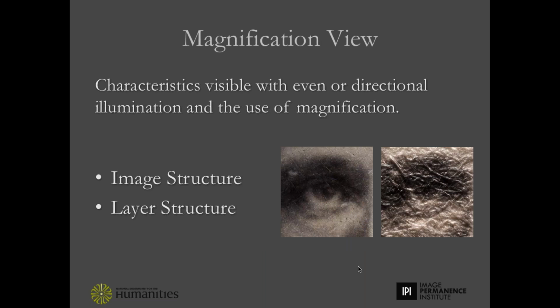Let's move on to magnification view. Magnification view are characteristics visible with magnification, as you may have guessed. Depending on what you're looking for, you may want either even illumination or raking light. With this view, what we're looking for are characteristics of image structure and layer structure.